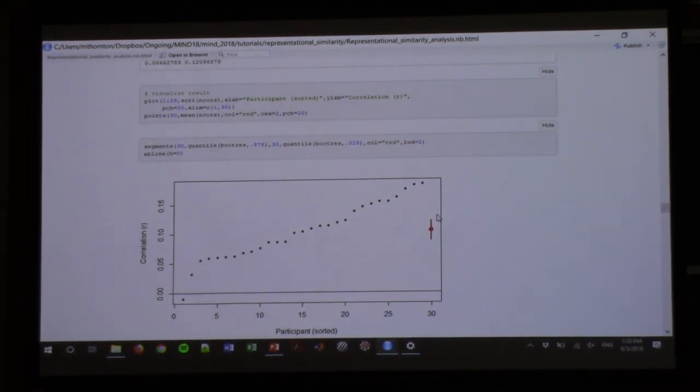And of course, if you look at each individual participant, it's probably a case where we don't really need to do statistics in some sense, because all except for one of these participants actually has a positive correlation between their neural data and the rated similarity matrix. So it's fairly obvious that something's happening here. Any questions about that?